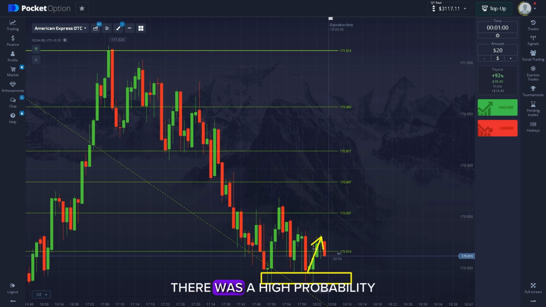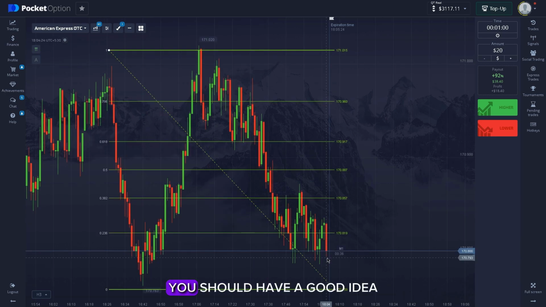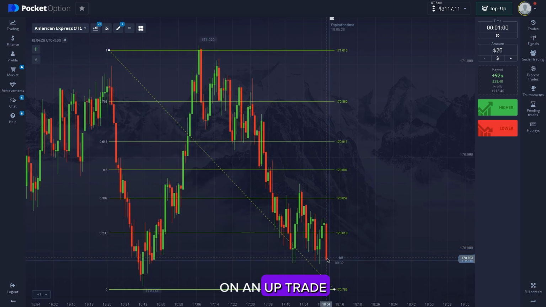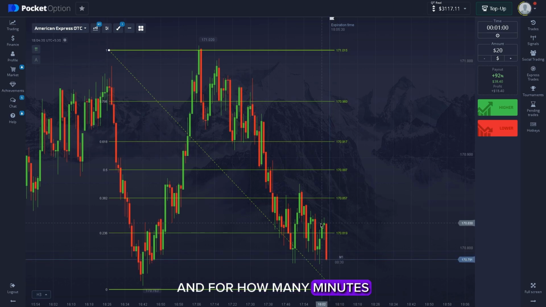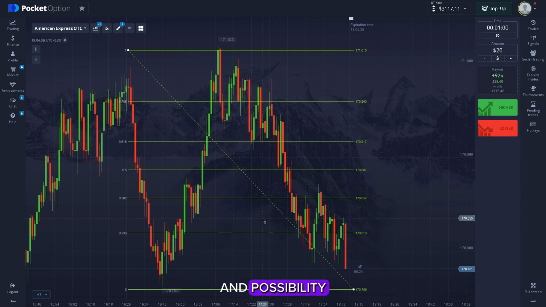But now there was a high probability that the market would break it down, like it is doing now. See, so that's why I only took this trade for 1 minute. You should have a good idea of when to enter an up trade and for how many minutes you should enter. As I said, it is a game of probability and possibilities.